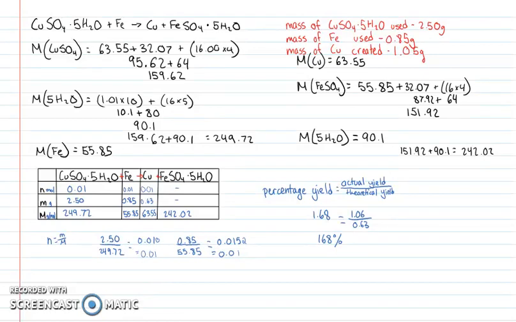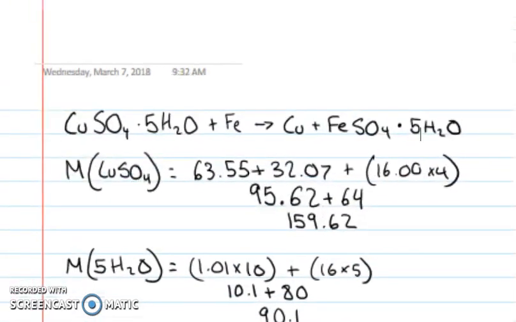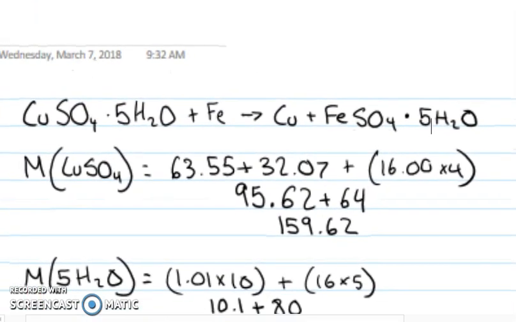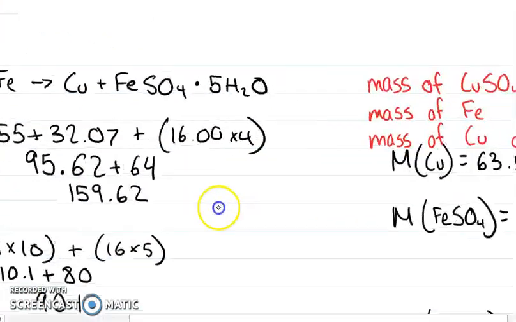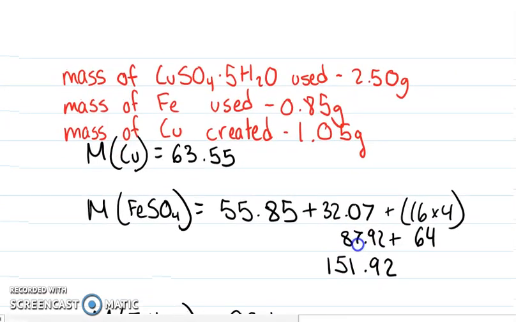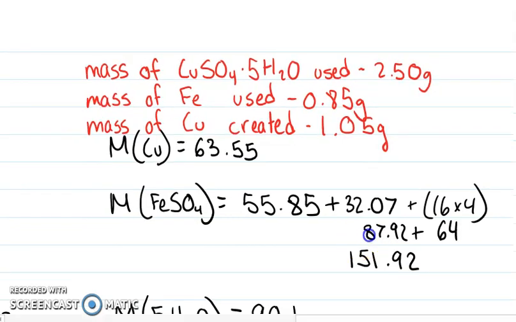So here we have the calculations to find the percentage yield for the reaction between copper sulfate pentahydrate and iron. Here is the full balanced equation for this reaction. Now in red we have the actual mass of the copper sulfate pentahydrate that was used, which was 2.5 grams. We have the actual mass for iron that was used, which was 0.85 grams, and the mass of the copper that was created, which is 1.05 grams.